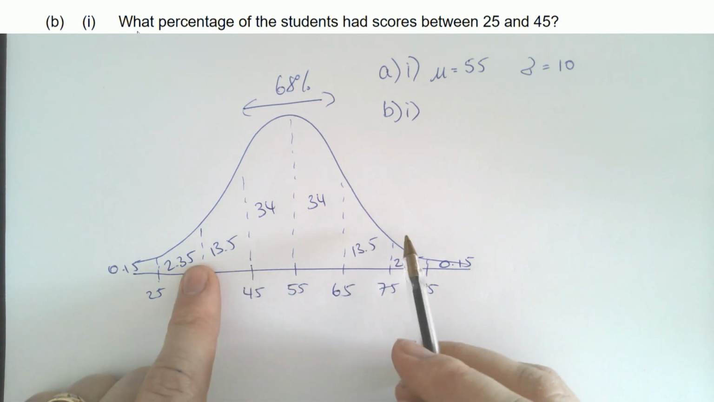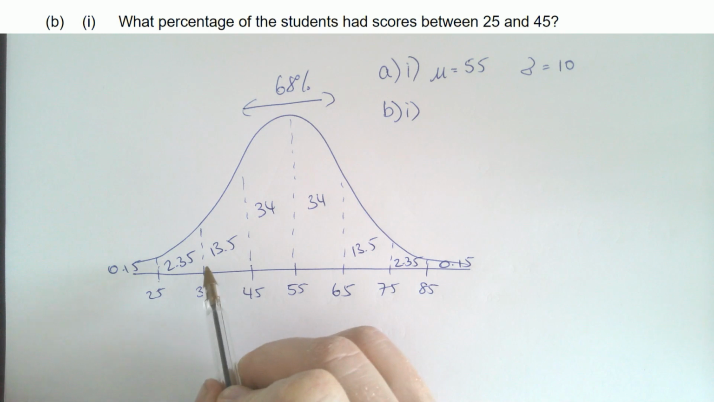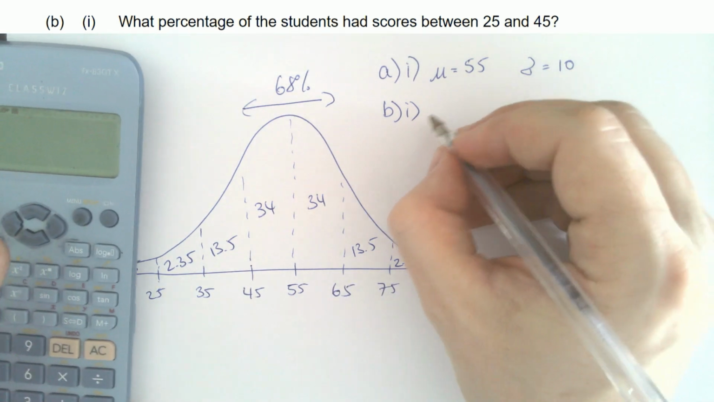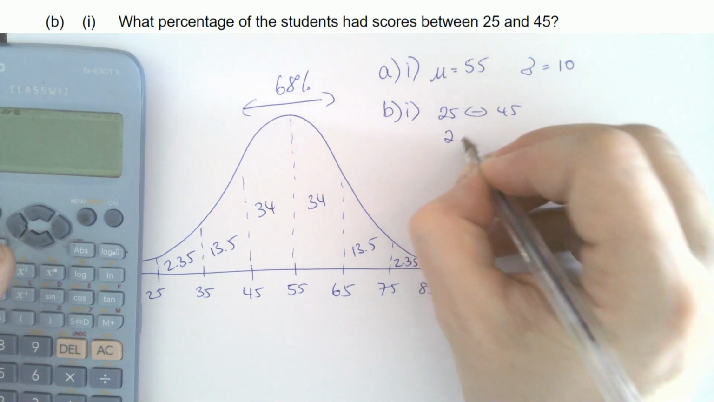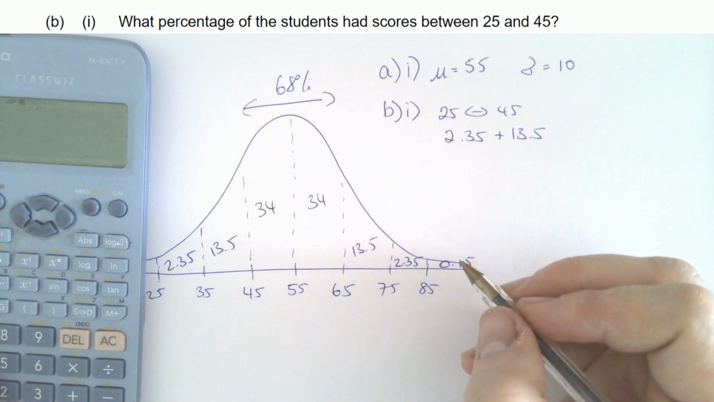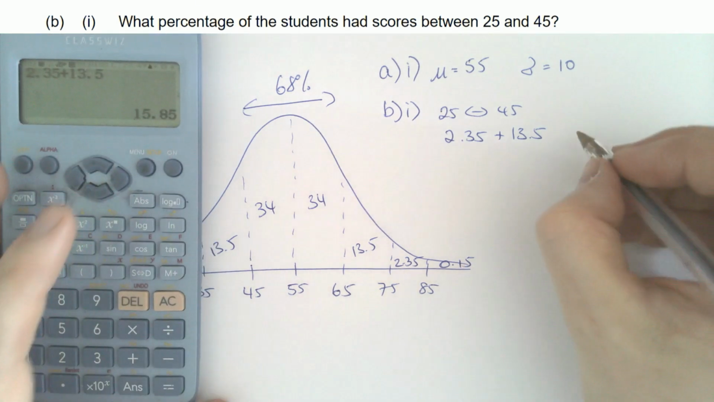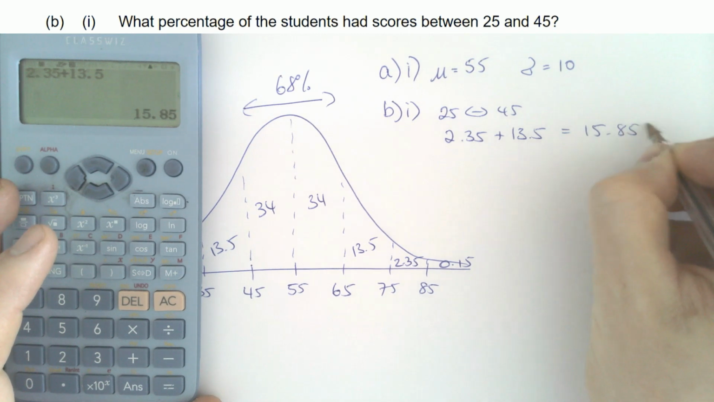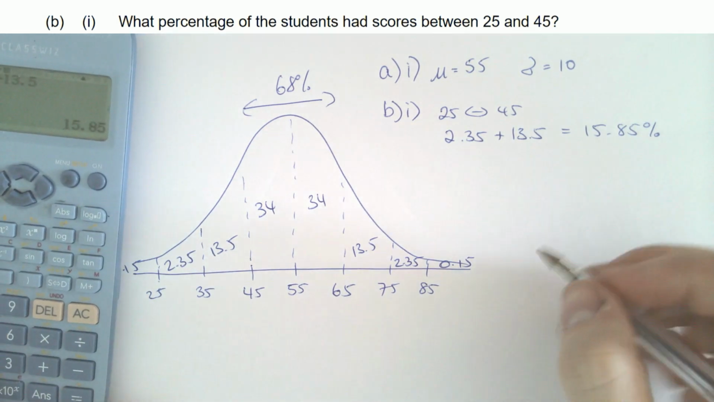So now that I've marked it in, between 25 and 45 would be these two regions together. So 25 to 45 would be adding, I'll just write it here, 2.35 plus 13.5. So I go 2.35 plus 13.5. So 15.85% of the student body scored between 25 and 45.